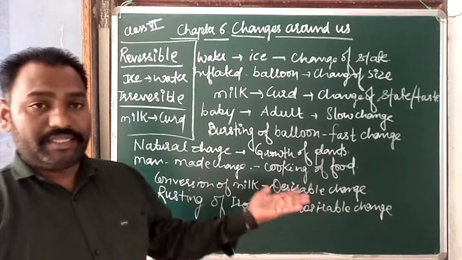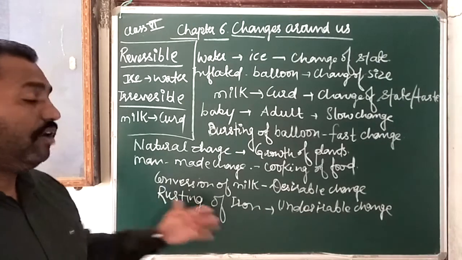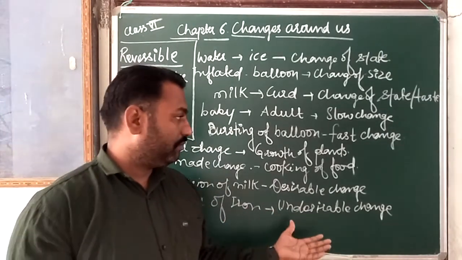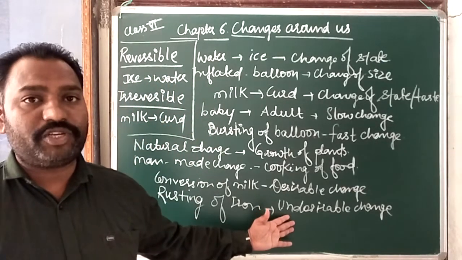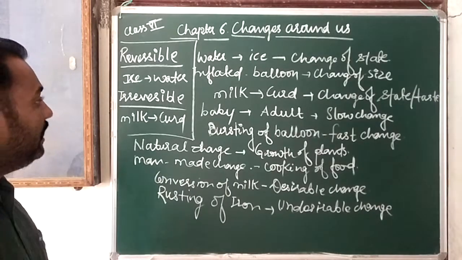Conversion of milk is a desirable change. We want to change the milk into curd. Rusting of iron, we don't want our iron doors and windows to rust. This is the undesirable change. Undesirable changes are floods, storms, volcano eruptions, landslides, like that.